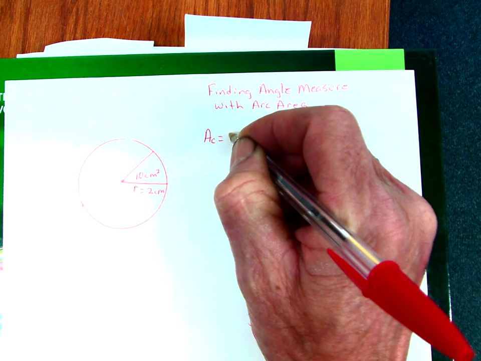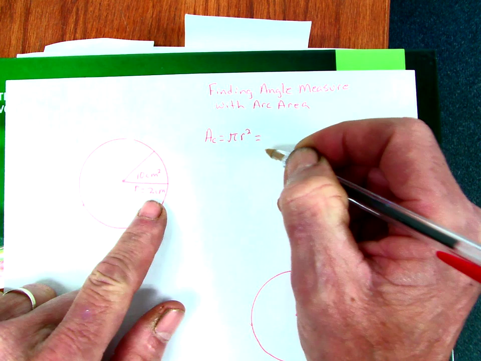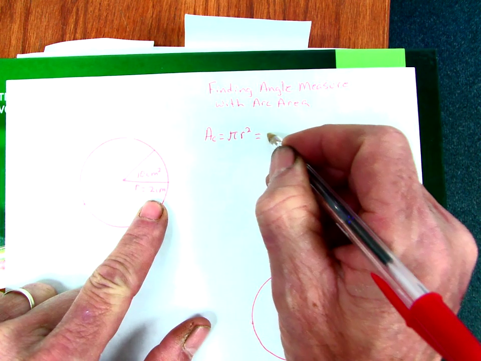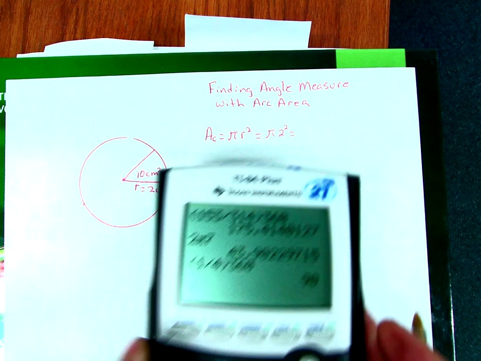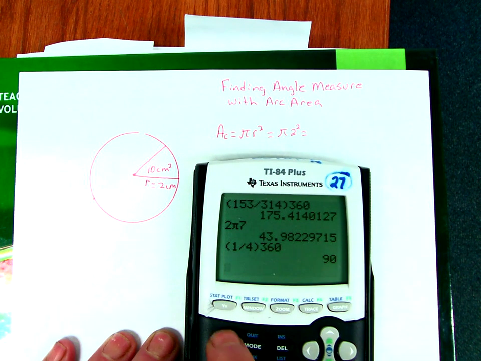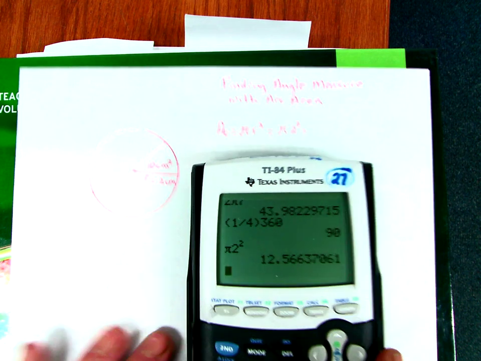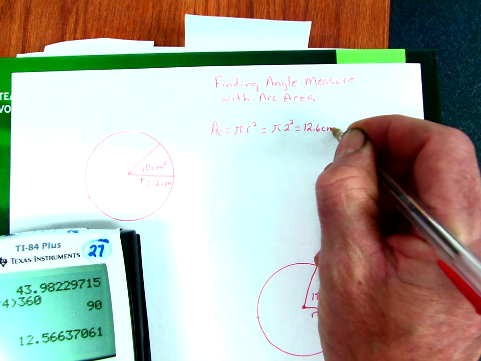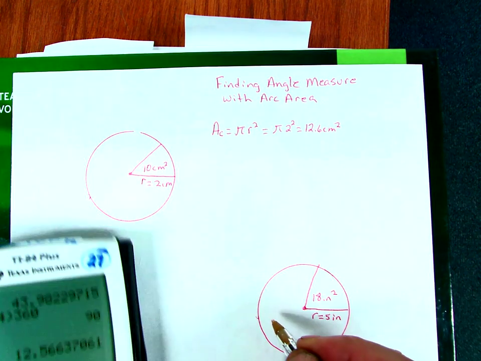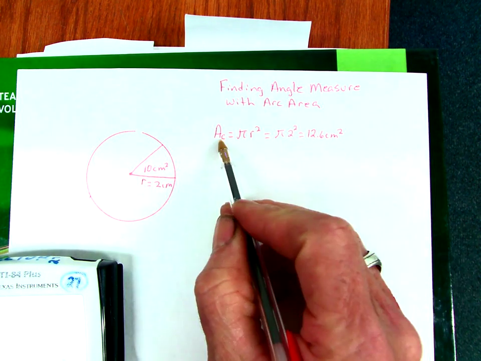And the area of a circle is pi times the radius squared. So for this circle, it's pi times 2 squared, which equals 12.56. So 12.6 centimeters squared. All right. This is the area of the whole circle.